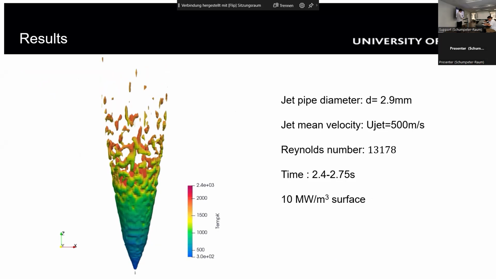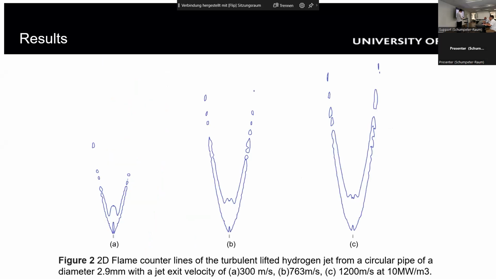And the mesh size depends on the flame length, and from the literature, the maximum domain size is around 3 meters by 3 meters by 7 meters. The mesh is around 4 million cells, and the time step is around 10 to the minus 5 to 10 to the minus 4 seconds. And here we present the 2D flame contour lines of turbulent hydrogen jet flames at different jet exit velocities.